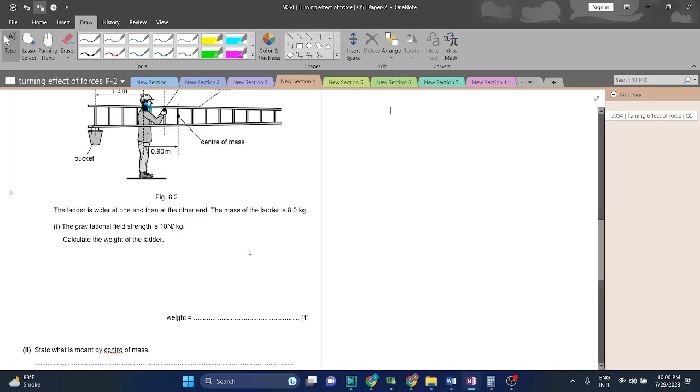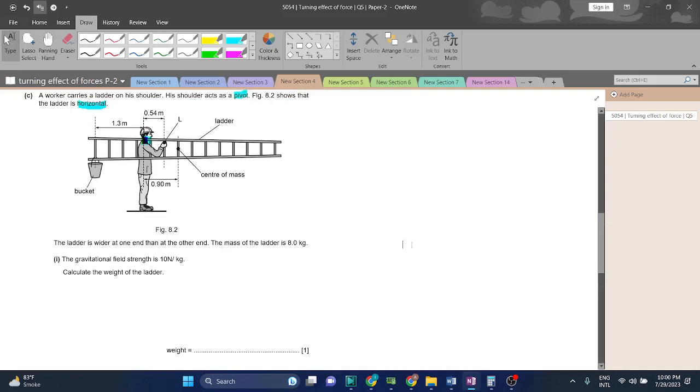The gravitational field strength is 10 newtons per kilogram. Calculate the weight of the ladder. We are given its mass, so using W equals mg we can easily find the weight. W equals mass, which is 8, times g, which is 10, giving W equals 80 newtons. Now that we have the weight value, we can label it. The question said calculate the weight of the ladder.